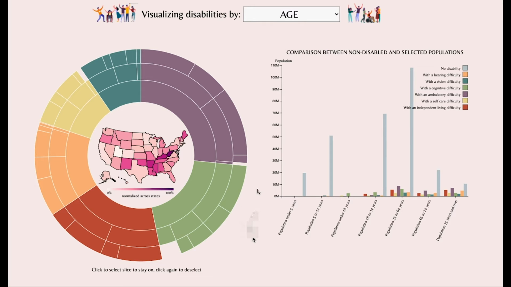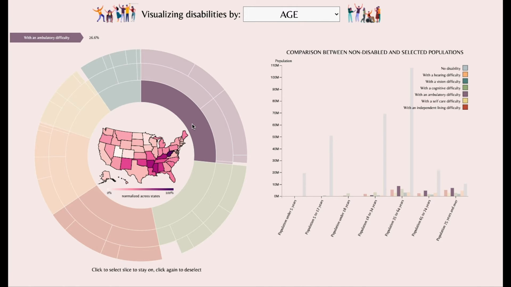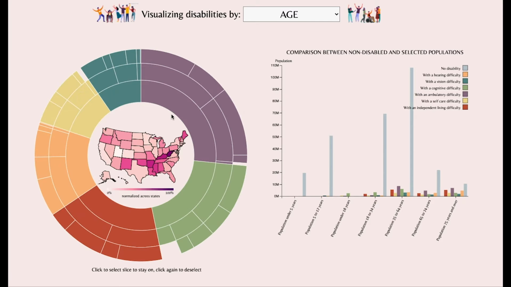Let's first look at the sunburst. By hovering over the slices, we can see that the largest slice is purple, and this corresponds to ambulatory disability. The smallest slice is yellow, and it corresponds to self-care difficulty. Correspondingly, the map in the center of the sunburst shows the normalized percentage of people with a specific type of disability and characteristics depending on the selections.